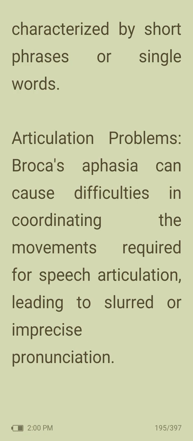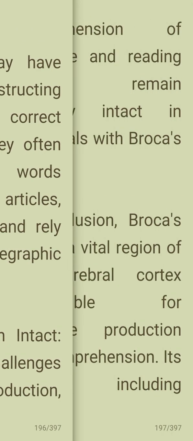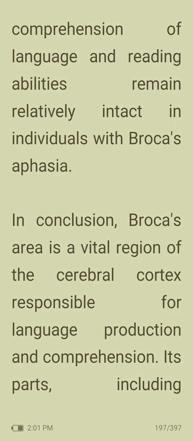Then agrammatism. Individuals may have difficulty constructing grammatically correct sentences. They often omit functional words like articles and conjunctions, and they rely on shorter telegraphic speech. Then comprehension intact. Despite the challenges in speech production, comprehension of language and reading abilities remain intact in individuals with Broca's aphasia.